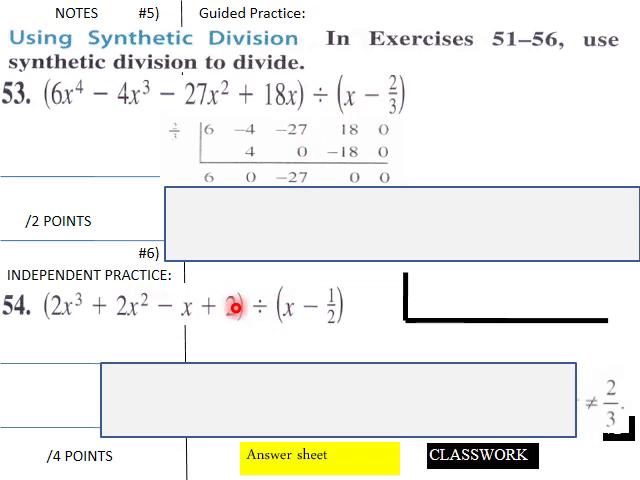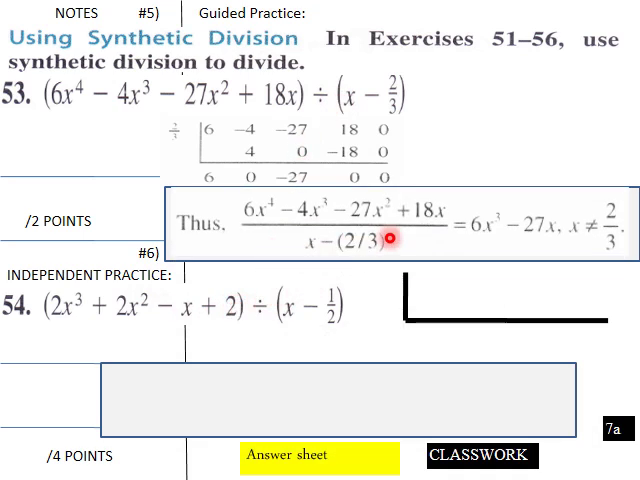And then down here for 54, x can equal 2 over 3. So this will be your technical answer to this division problem here. So x minus 2 over 3, and then you have 6x cubed minus 27x, and then you have no remainder here is what you would have.